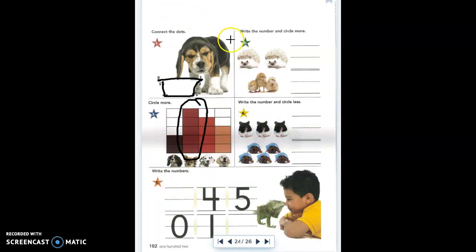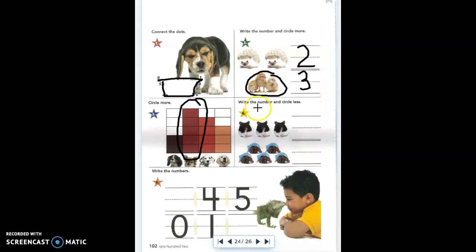Number 3 is over here, so I need to count the animals first, write the number on the line, and then I'm going to circle which group has more. So here I have 2 little hedgehogs, so I need to write 2. Here I have 3 chicks, so I'm going to write 3. Now I need to circle the group that is more. Well, 3 is more than 2. I need to circle the group of 3.